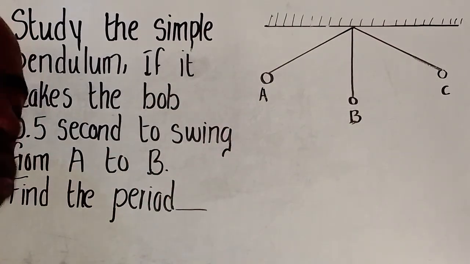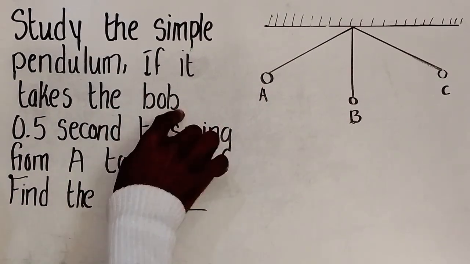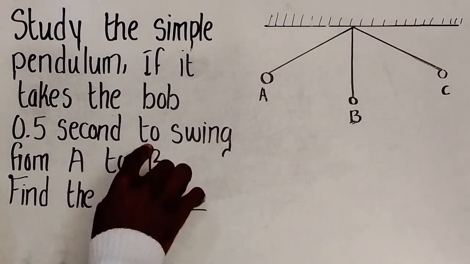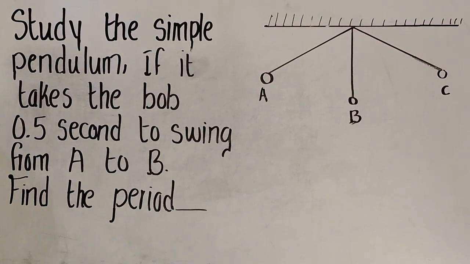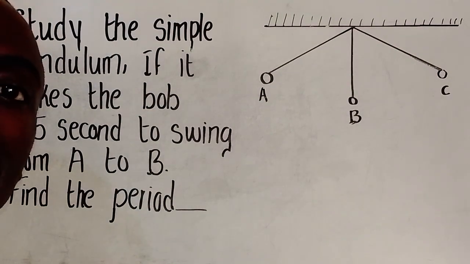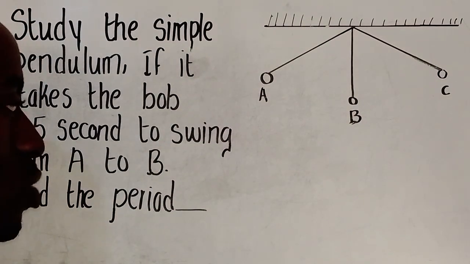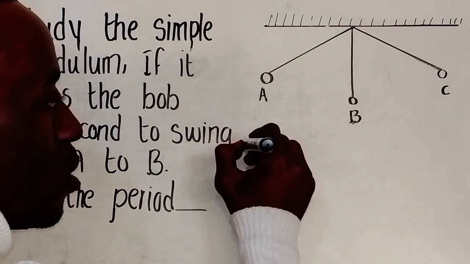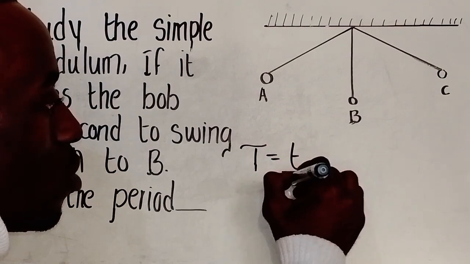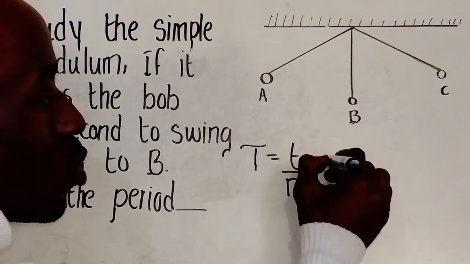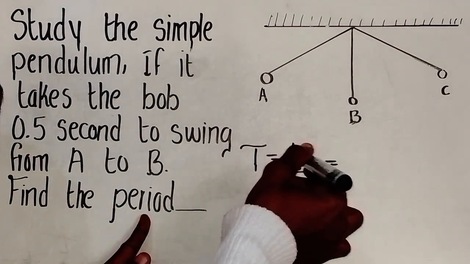which is moving. So now the question is saying if it takes the bulb, meaning this one, 0.5 seconds to swing from A to B, find the period. Okay, when they say the period, it is the time taken for the complete cycle. Now the formula is this one. We say a capital letter T is equal to a small letter t over n, where capital T is the period and small t is the time for n cycles.